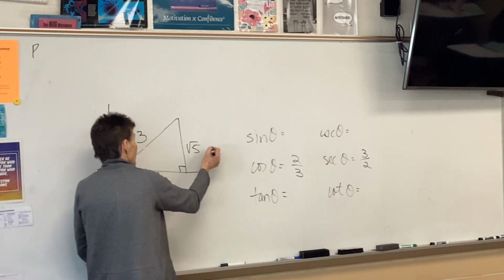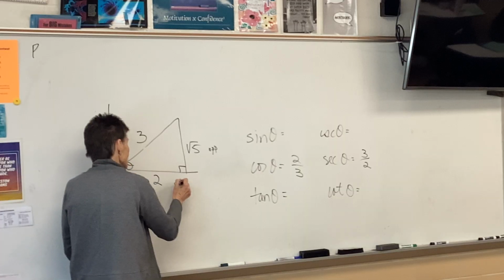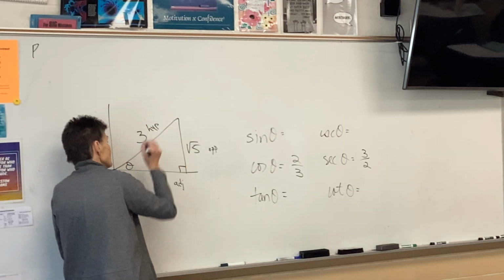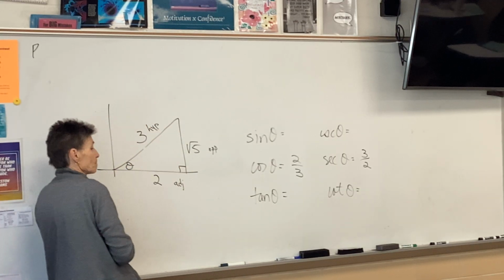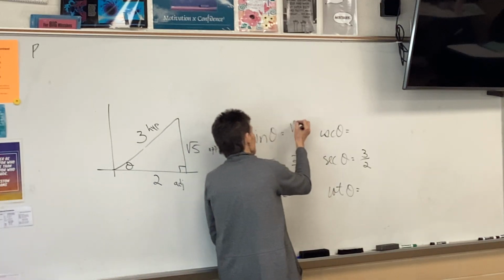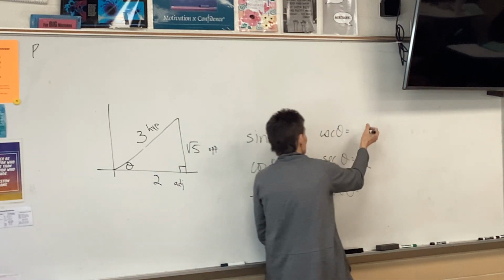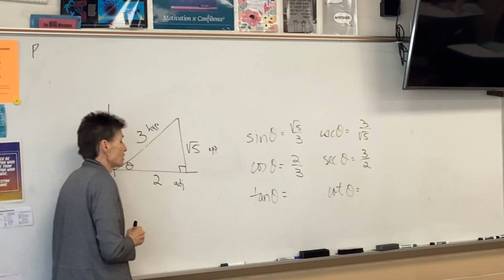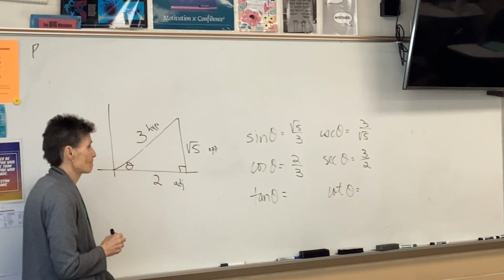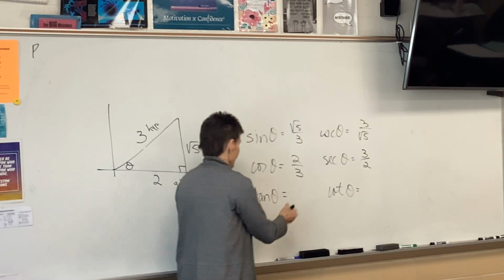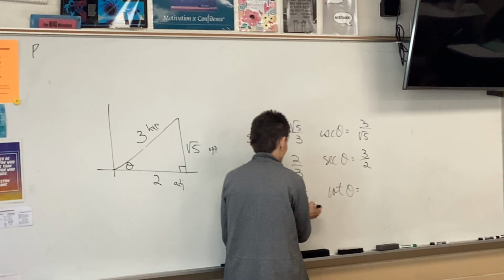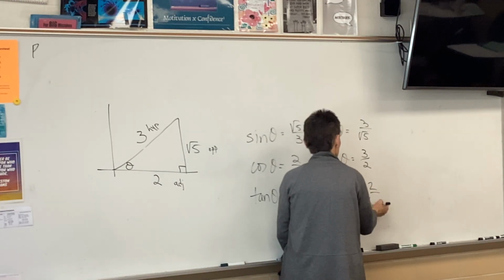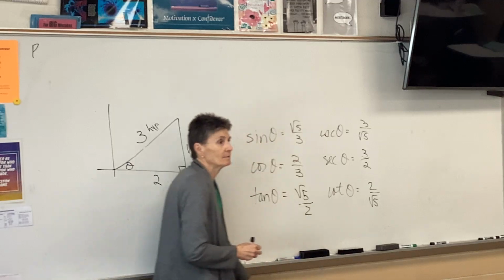So here we got opposite, here we got adjacent, here's our hypotenuse. What's the sine? Root 5 over 3. So the cosecant is 3 over root 5. What's our tangent? Root 5 over 2. And cotangent is 2 over root 5. How do you feel about that? Very good.